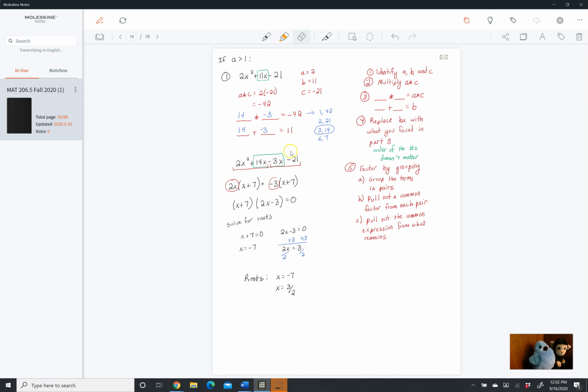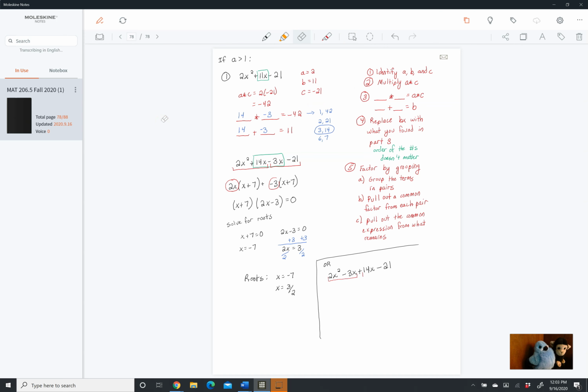Okay? Now we could have rearranged this in a different way. So I'm going to put this just off to the side, just so that you see that it works if we arranged it differently. If instead of doing the 14x first, we did the negative 3x first, then it would have looked like this. And now you're grouping this into two terms, right? Into pairs.